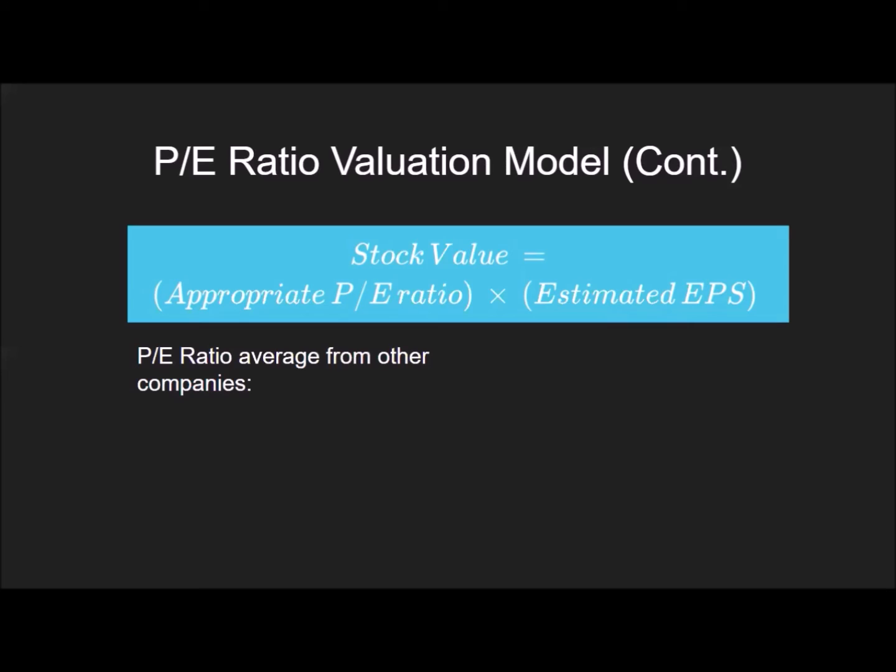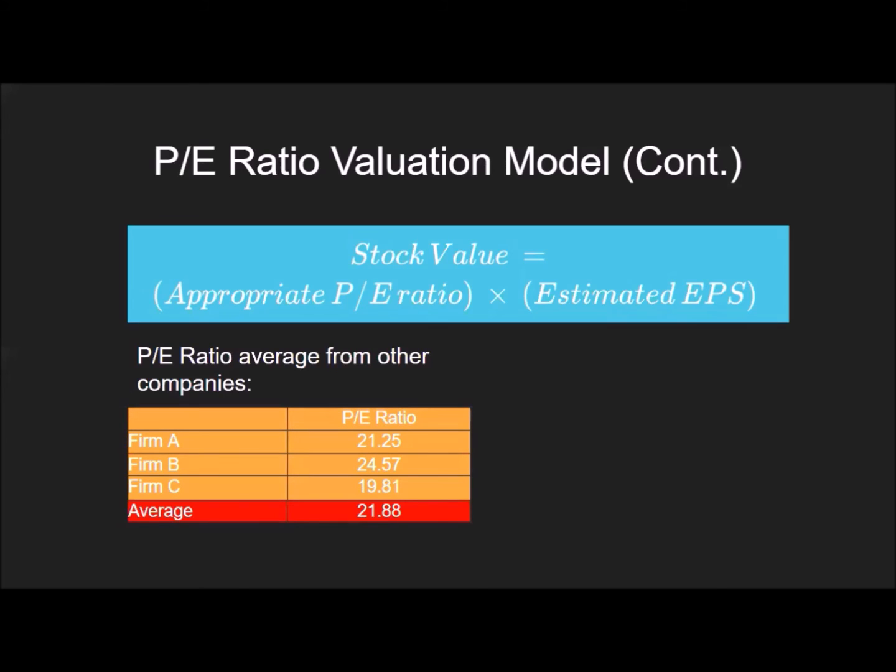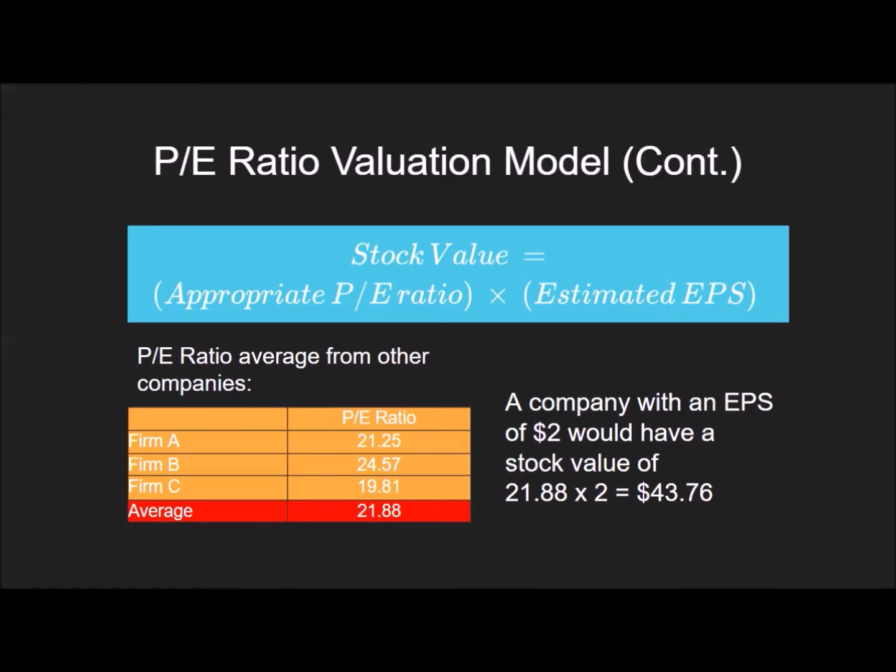Let's assume that price-earnings ratios from comparable firms are listed in the table on the left-hand side. The average of the price-earnings ratios is calculated, and it is 21.88. As a result, a company with an earnings per share of $2 would have a stock value of 21.88 times $2, which is $43.76.